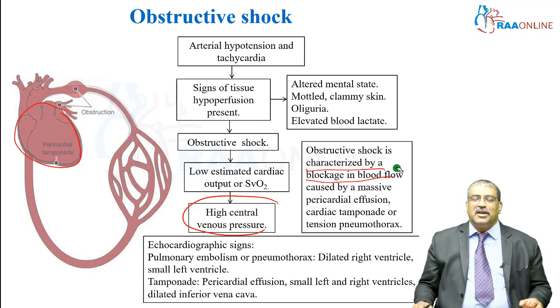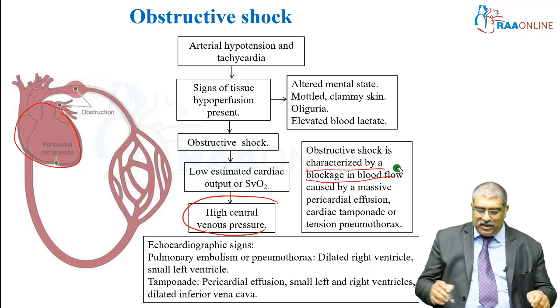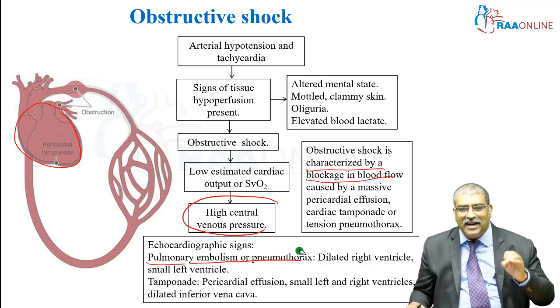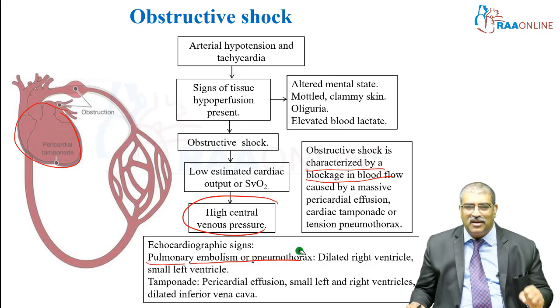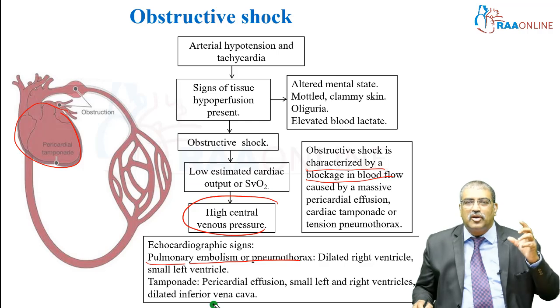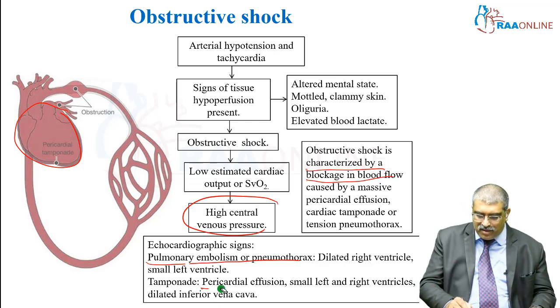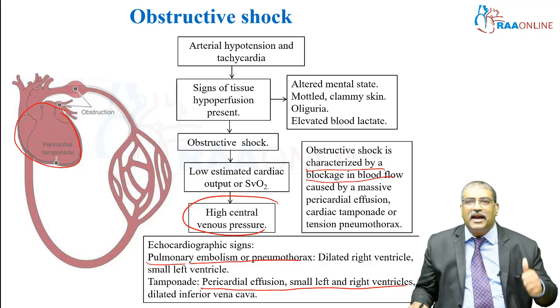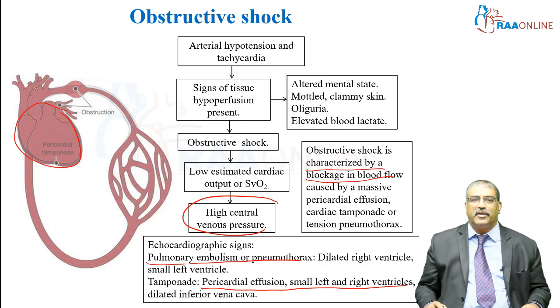pneumothorax. If you look at the echocardiogram, in case of pulmonary embolism or pneumothorax, there is going to be a dilated right ventricle and a small left ventricle. So in case of tamponade, there will be pericardial effusion, small left and right ventricle and dilated inferior vena cava.